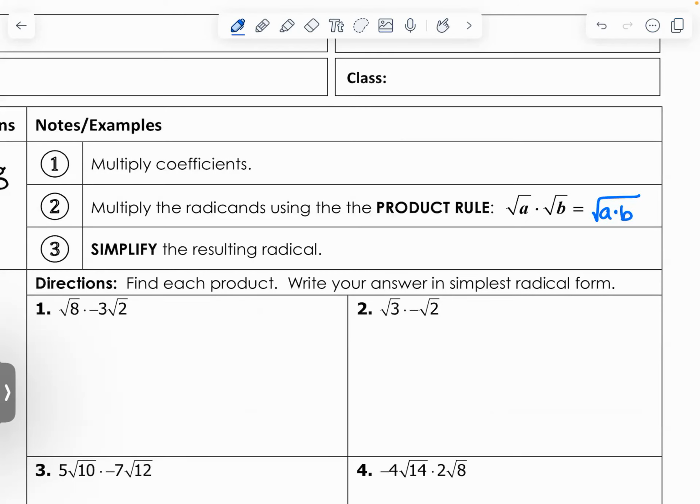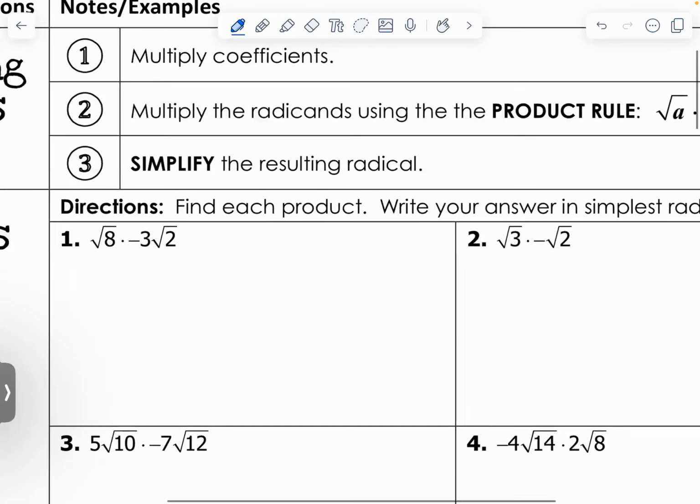Now, chances are, after you multiply the coefficients, after you multiply the radicals, there's a good chance the product under the radical is a number that needs to be simplified. So you're going to multiply the numbers outside, multiply the numbers inside the radical, and then simplify if you need to. It's very simple. For number 3, you would do 5 times -7 first.